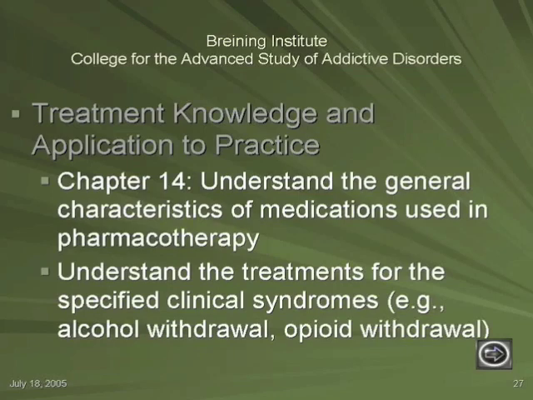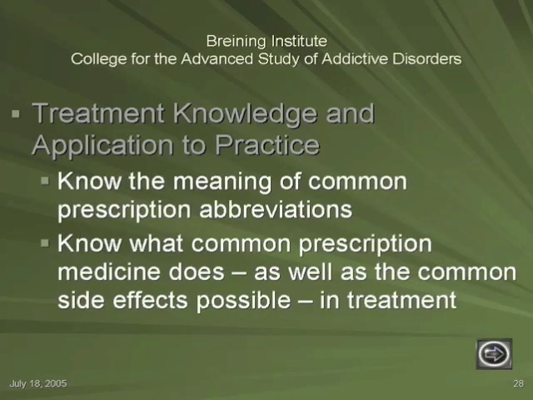You should also know the treatment of specific clinical syndromes, such as stimulant withdrawal, and what the symptoms of such a syndrome may be. For example, you should know that the acute toxicity of stimulants may cause which symptoms in the course of the stimulant use. On page 164, there is a list of common prescription abbreviations. Know what those are, know what they mean.